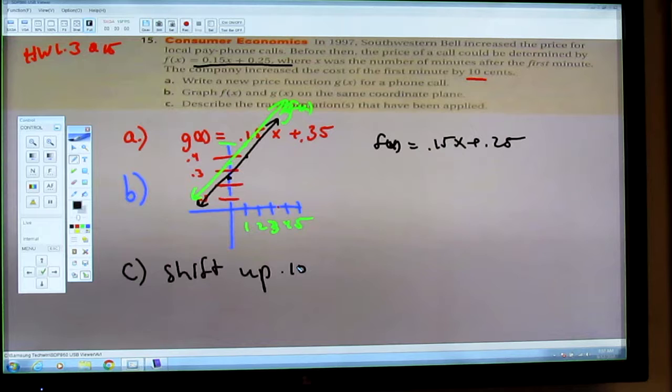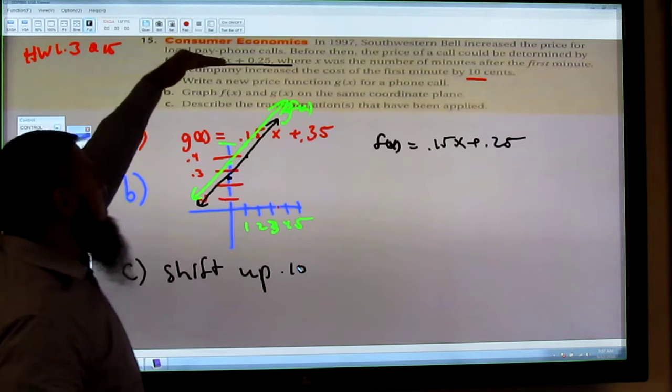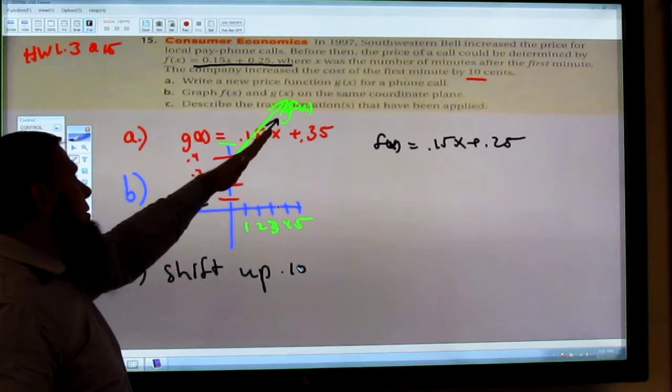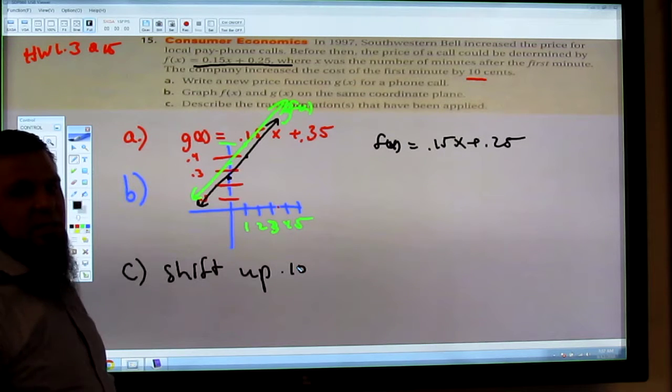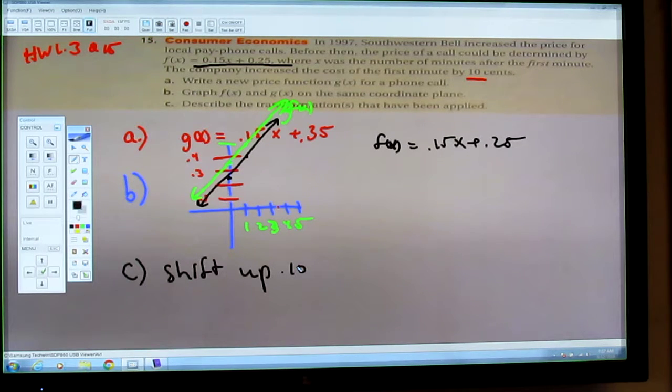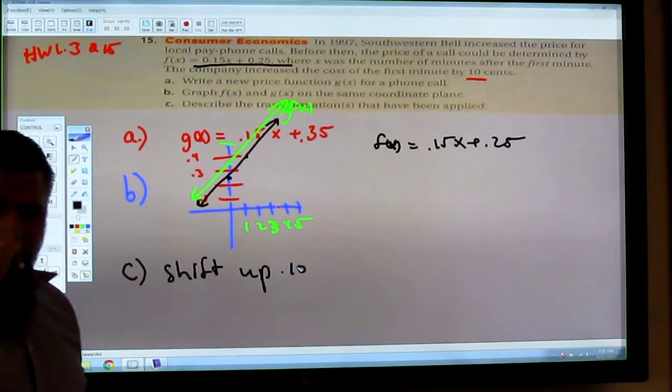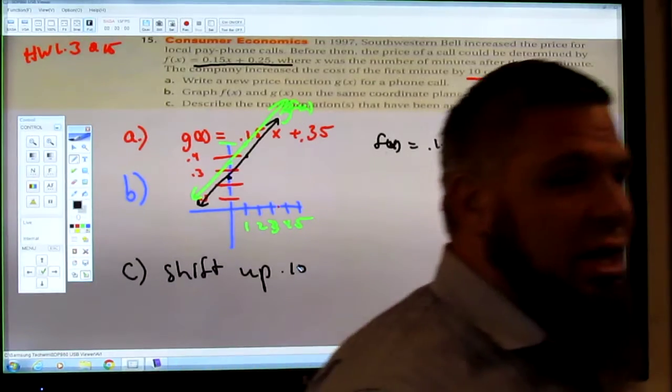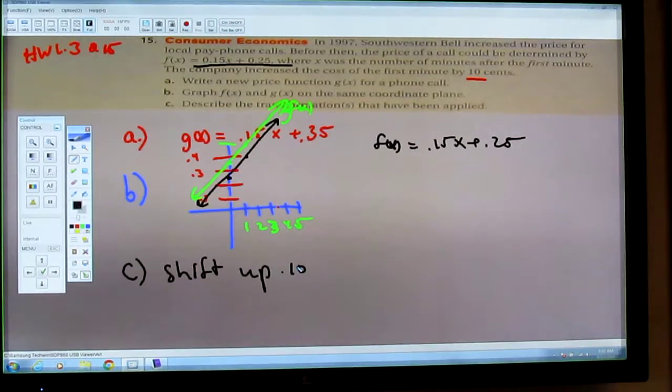So all we did was take this function, graph it, and shift it up 10 cents. That's the only thing that changed, because all they did was change the cost of the first minute. Now, if they changed the cost per minute, that would be different. That would change the slope. We'll get to that, not on this problem, but there'll be a problem.